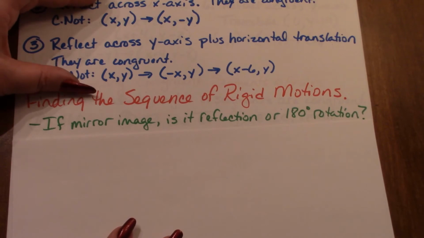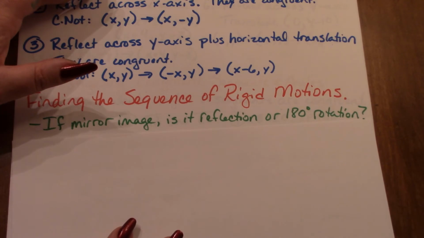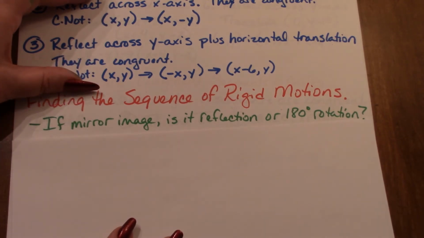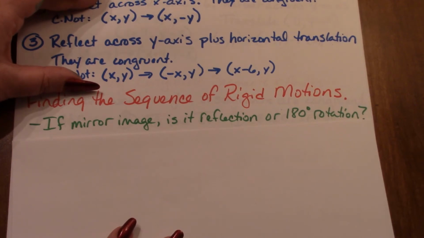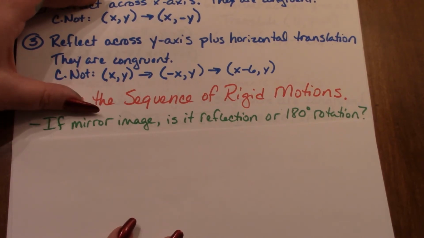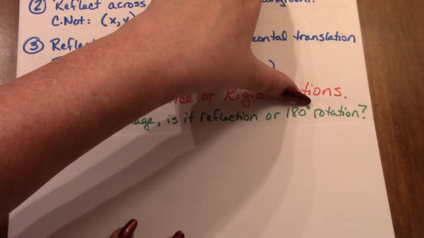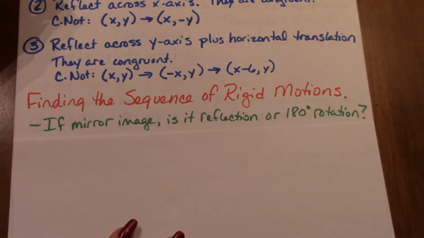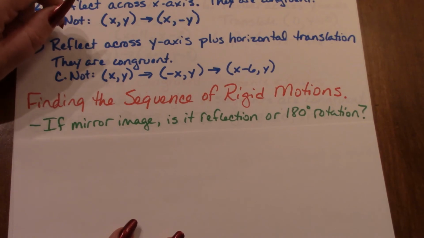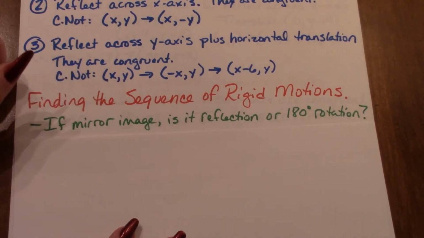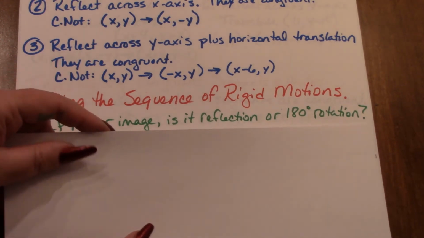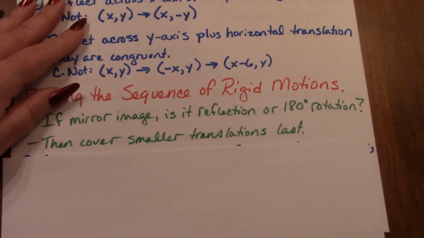In Explain 2, we're going to look at finding the sequence of rigid motions. And here we're looking at two shapes and we're essentially trying to figure out how did we move them to get from one to the other. One of the things that's easiest to look for is a mirror image. And is a mirror image a reflection or a 180-degree rotation? Those can be difficult to determine, and I really need you to look at the sizes of the angles in your triangles or your quadrilaterals or whatever it is that you have.